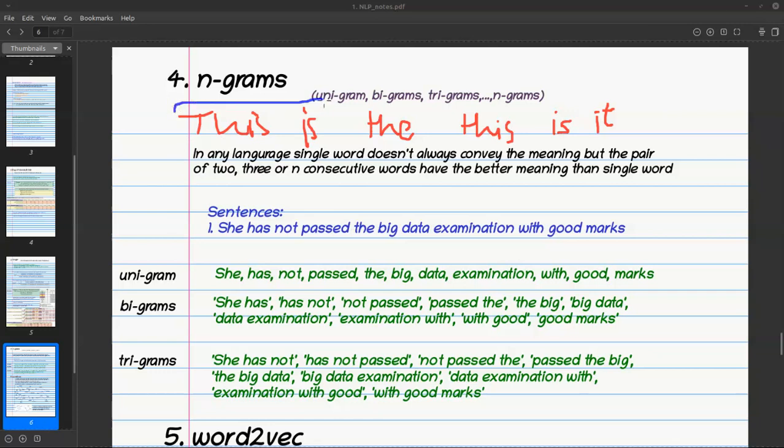Just 1, 2, 3. This doesn't count, because it is repeating. So this is then 1, 2, 3, 4, only 4 bigrams, right? And 1, 2, 3, 4 unigrams, like that. So don't repeat.